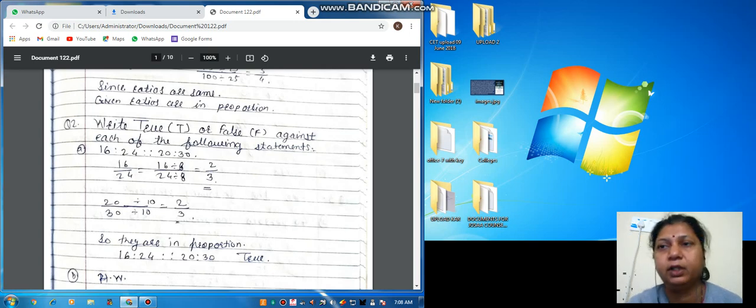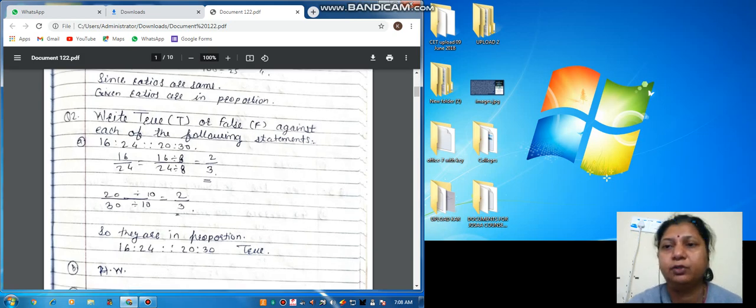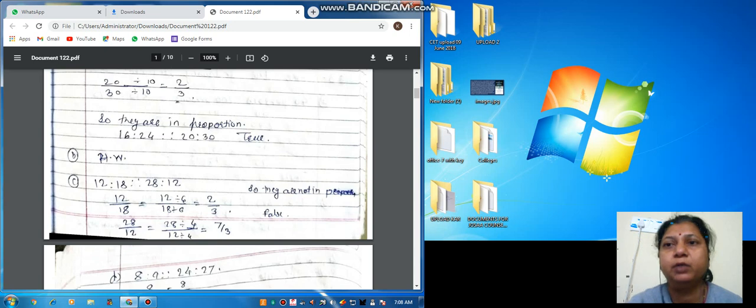Okay. Now 20 and 30. So it can be simplified by dividing by 10. 10 2 जा 20, 10 3 जा 30. दोनों सेम आ गए ना? No, we can say the ratios are equal, so they are in proportion. 16 is to 24, 20 is to 30. That is true. Okay. So B question you have to solve, same as I have solved the first one. Fine. So let's start the C.